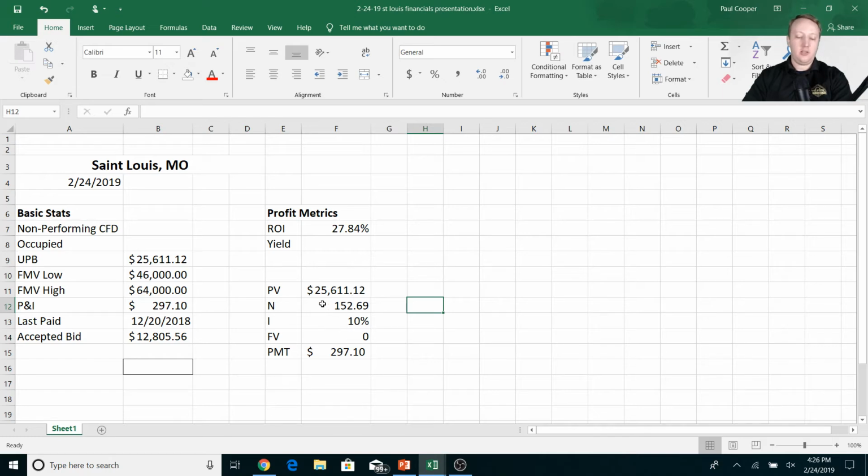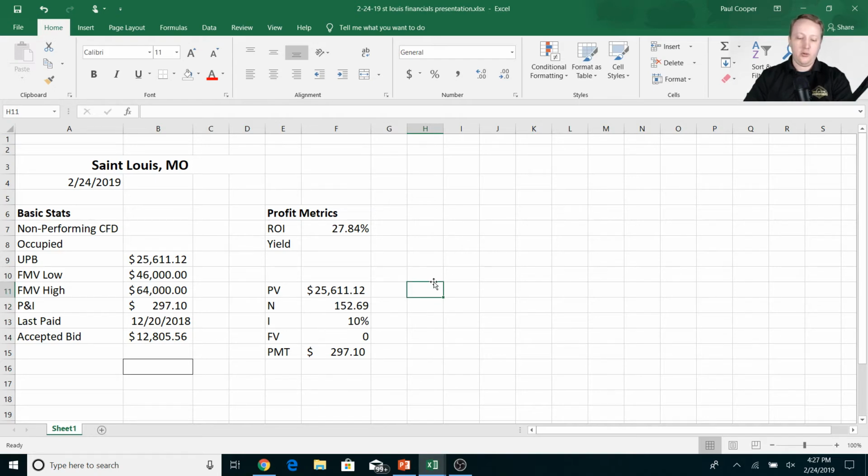for ourselves. Since we are actually buying this cheaper than the present value, what we would do is we would adjust the present value to our bid. If you knew what your expected expenses were going to be, you would add that into your bid, and then you would put that in as the PV. So right now we're going to put in our accepted bid amount of $12,805, but more than likely it's going to cost us more than that because we're going to have transactional fees, we're going to have legal fees, we're going to have special servicing, borrower outreach, things like that.